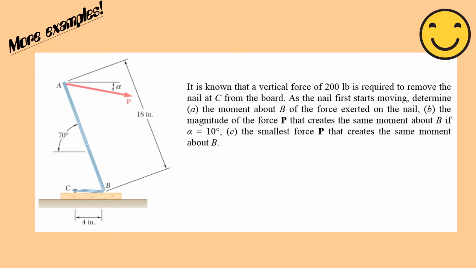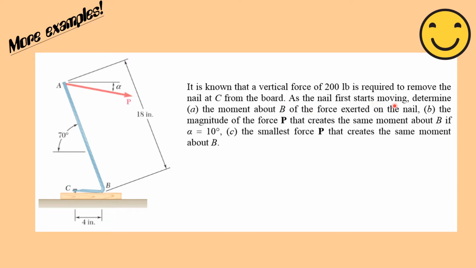More examples. The best way to understand this stuff is just work example after example after example. So let's start out by just reading the problem statement. It is known that a vertical force of 200 pounds is required to remove the nail at C. So what are we talking about? Okay, so there's a nail at C, we have a crowbar, and it's going to take 200 pounds. So this nail is in here, and we're going to have to pull straight up, a vertical force of 200 pounds here to remove it.